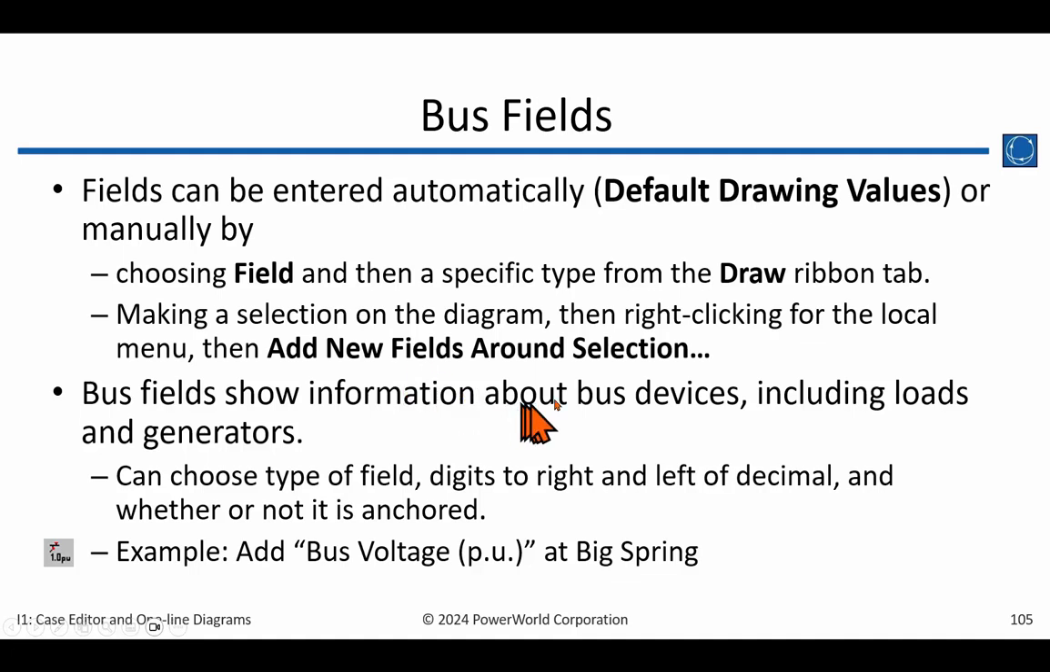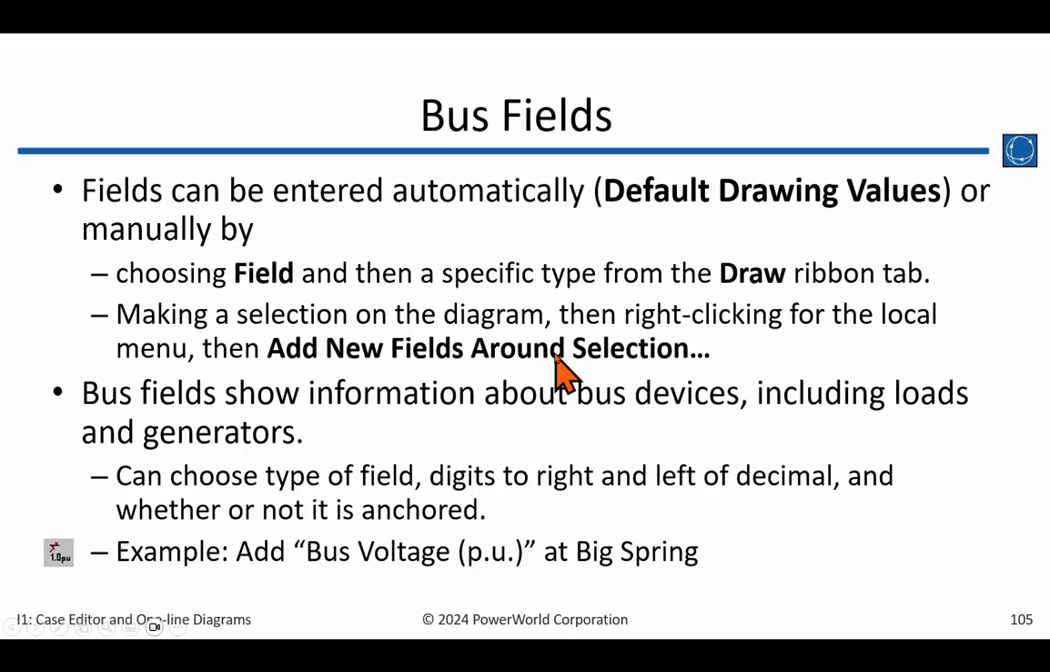Okay, so back on the slide, these are the things that we did. We added the field from the draw ribbon for the per unit voltage at Big Spring, and then we also used the option to add new fields around the selection for the angle with all the buses.